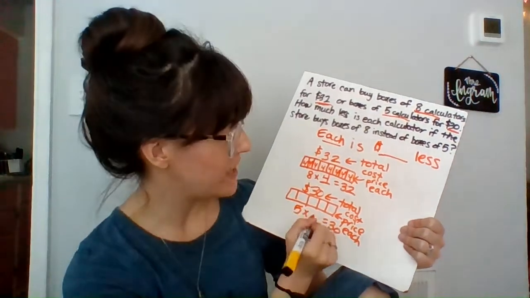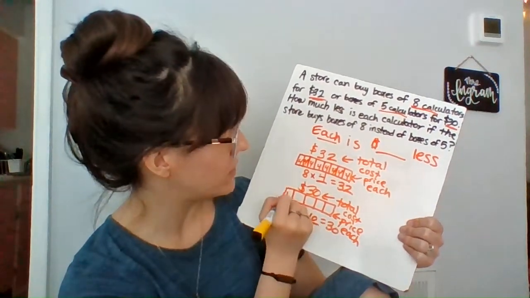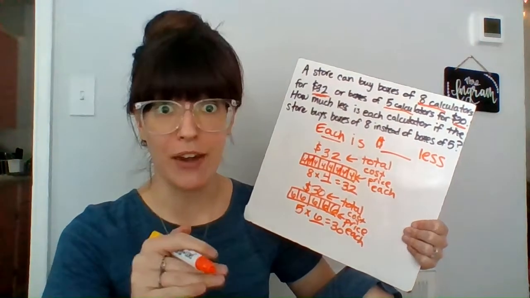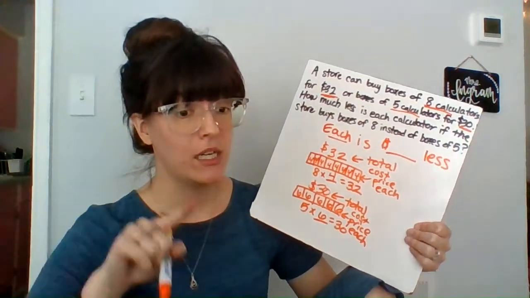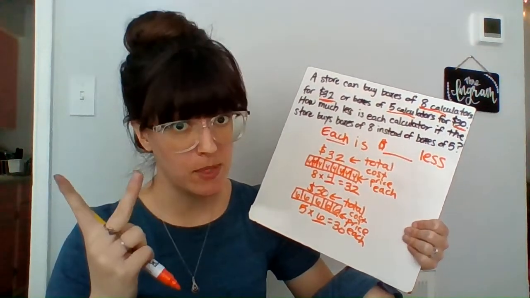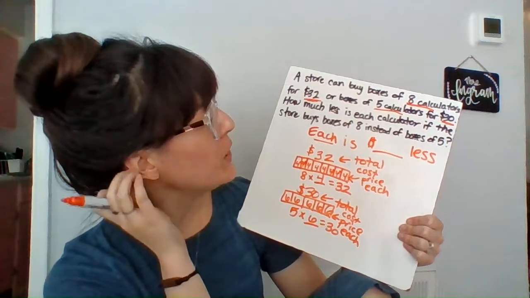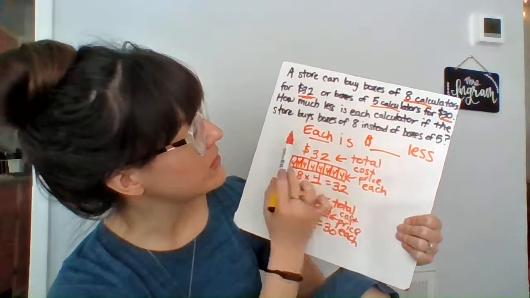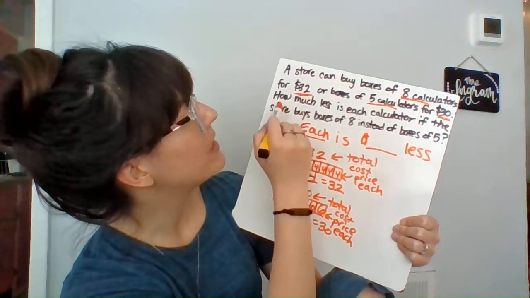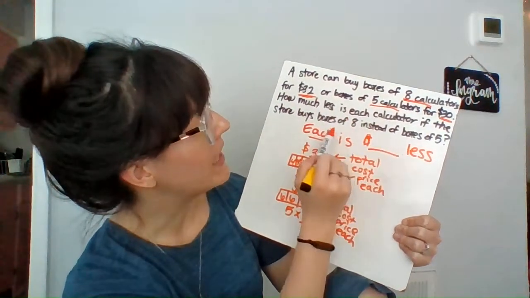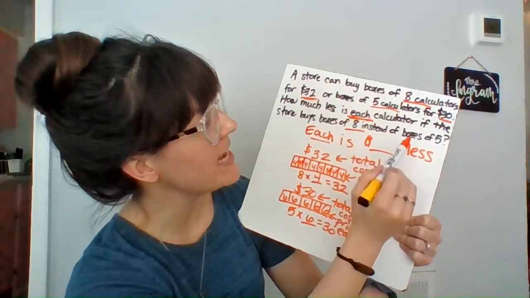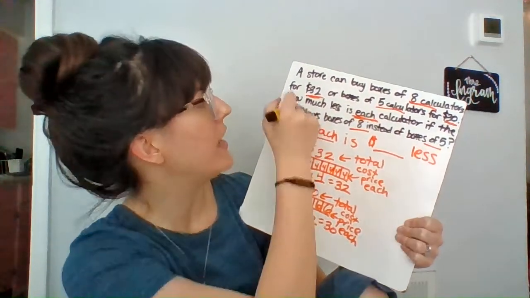I had 6 groups, so that means each of those calculators cost $6. But I'm not finished yet, because remember, it's not one step, it's 2 steps specifically. So remember, my answer statement is "each is blank less." So now I need to compare my price for each calculator in my box of 8 and boxes of 5.